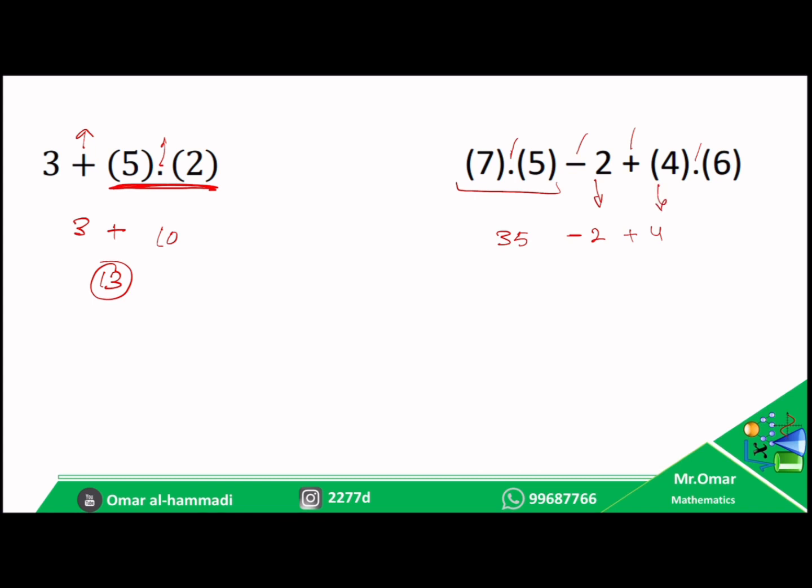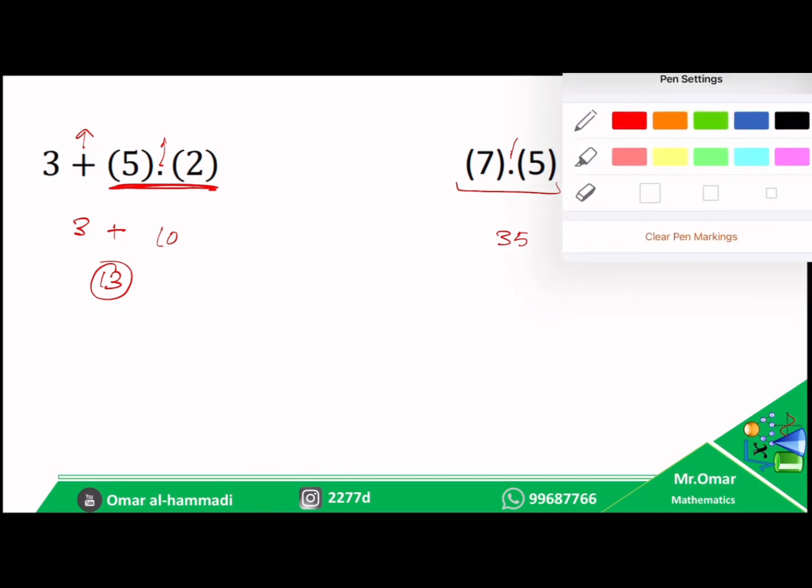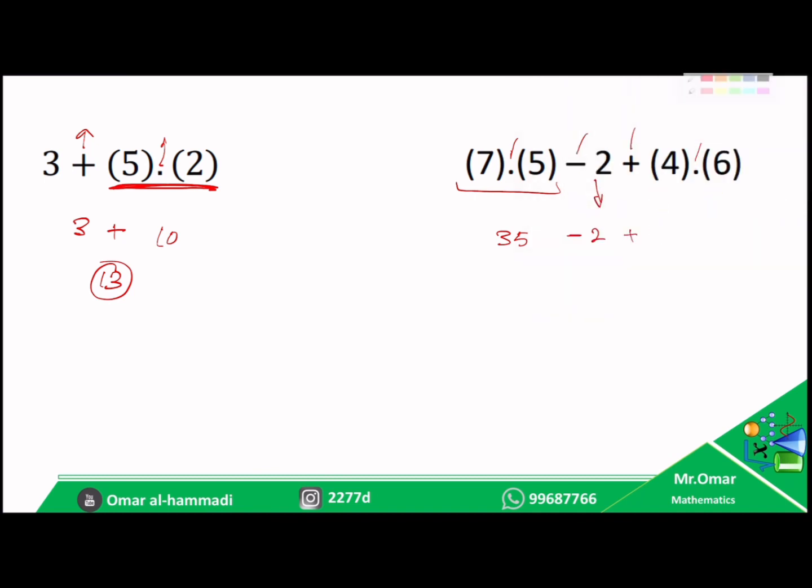So minus 2, we will do it down later. And now we will start with this one. 4 multiplied by 6 gives us what? Positive 24. And now we will start from left to right. 35 minus 2 will give us what? 33. And then plus 24. 33 plus 24 will give us 57.